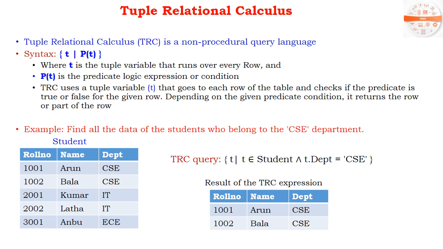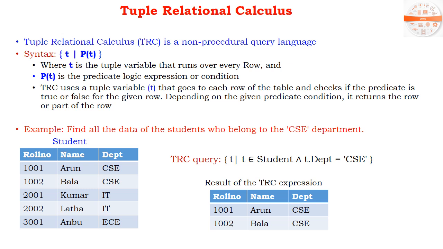So here, student is one of the relations. It consists of three columns: roll number, name, and department. And look at the question: find all the data of the students who belong to the CSE department. Then how to write the query here? On the left side, T, that is the tuple. And on the right side, T belongs to student, which means the tuple belongs to the student relation.